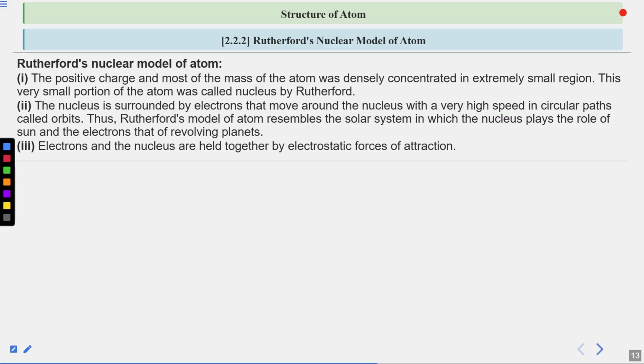Now, there must be a force to hold these electrons and the nucleus together. It's very simple. Your proton is positively charged, and the electron is negatively charged. So that force must be the electrostatic force of attraction. So does anyone have any doubt till now?